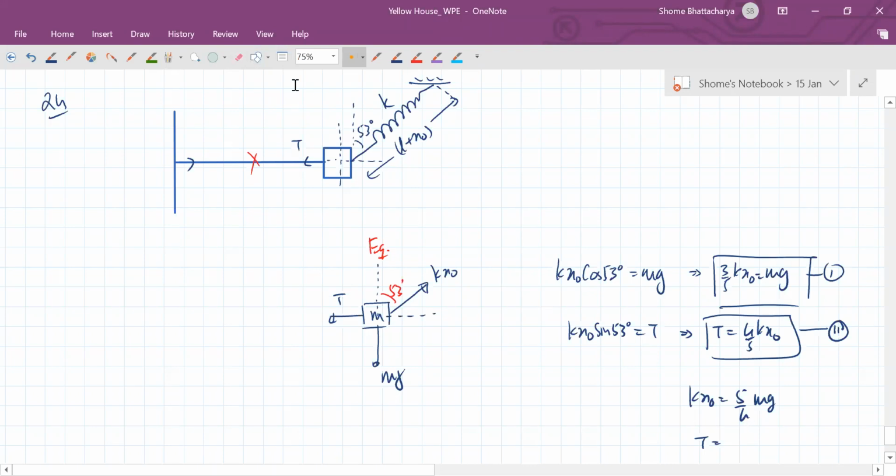Kx naught is equal to, from the first equation, 5 by 3 mg, and from the second equation, the tension is 4 by 3 mg. X naught is the extension of the spring. X naught is the, spring will be in extended state. No? L is the natural length. Understood now?